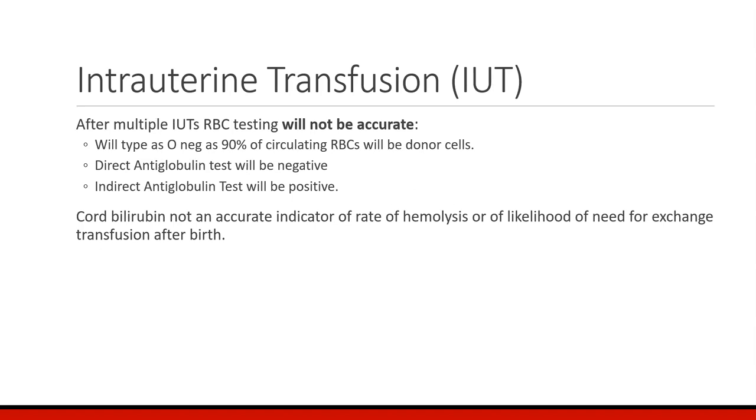What's very, very interesting is that after multiple intrauterine transfusions, the red cell testing on the fetus will not be accurate. They will type as O negative, as 90% of circulating red cells will be donor cells. The only reason we're doing this is because of the massive destruction of their red cells by the maternal antibody. So our goal is to replace that blood with blood that will have a normal survival time in the fetus. The direct antiglobulin test will be negative.